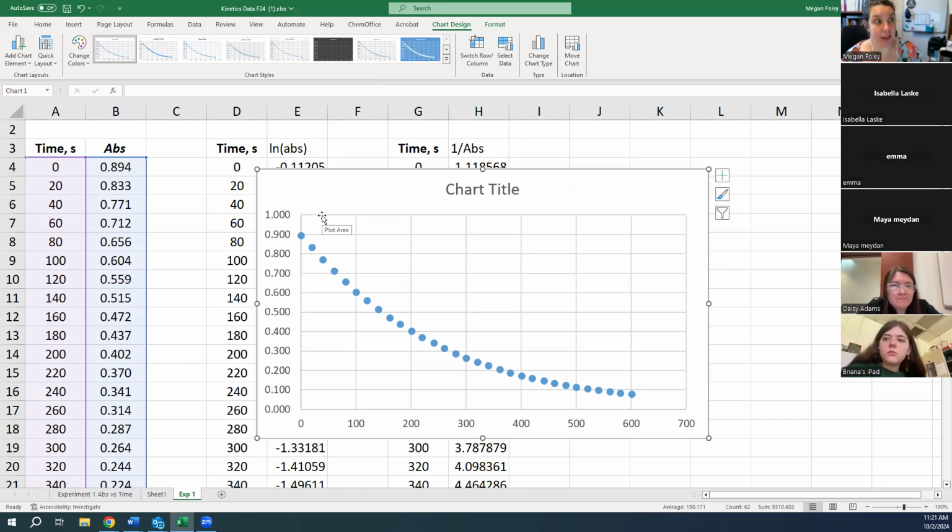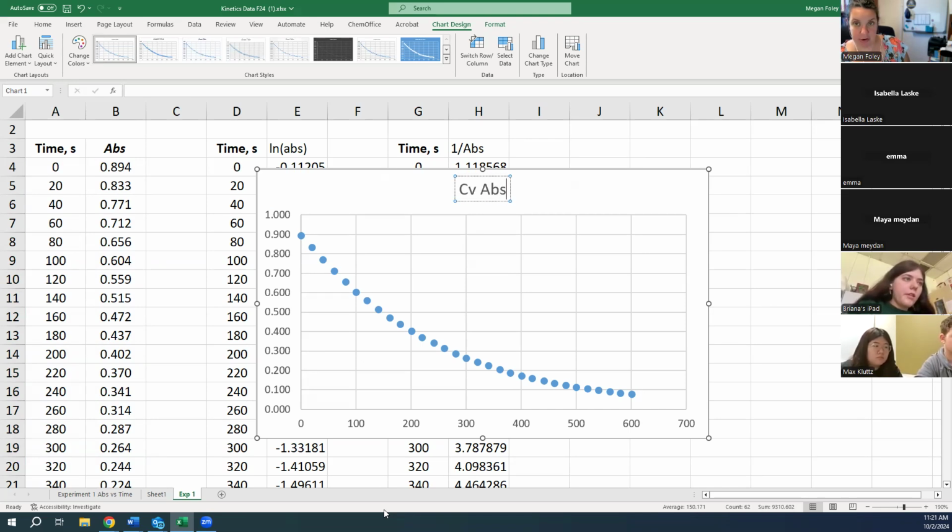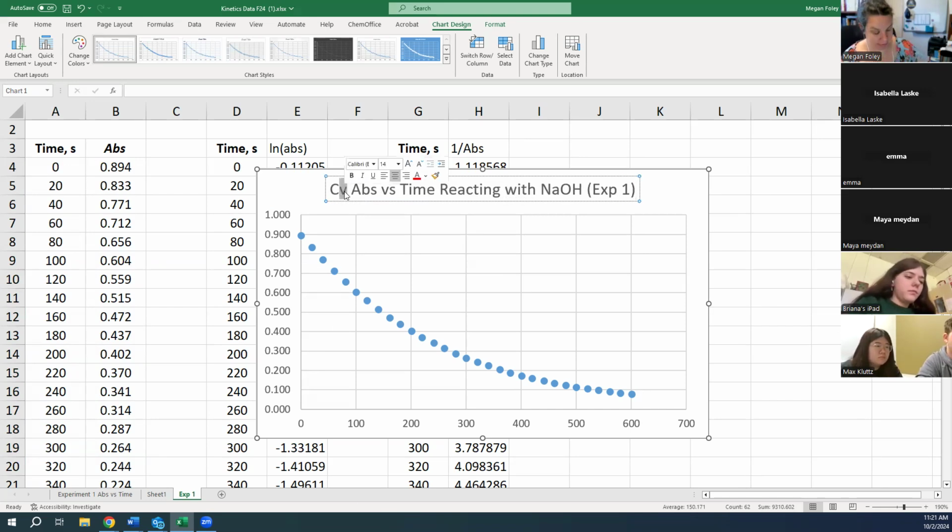Now, at this point, I'm going to show you what you need to do in order to make your graph a perfect graph. First, we want a chart title that is descriptive. This is experiment 1, where we have absorption versus time. So we can do crystal violet, absorption versus time, reacting with NaOH, and that can be EXP1. So something that we know what's going on in this graph. I'm probably going to do a very similar title for my other 2, but with natural log absorption and 1 over absorption.